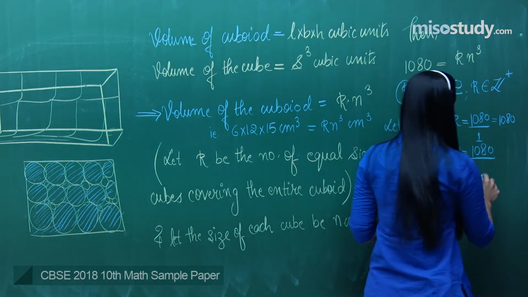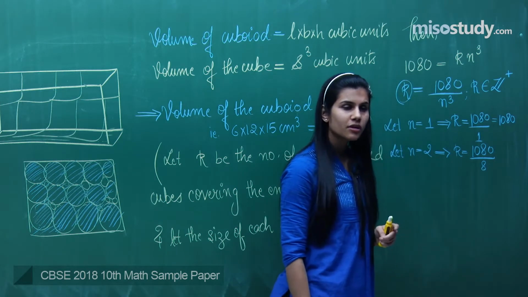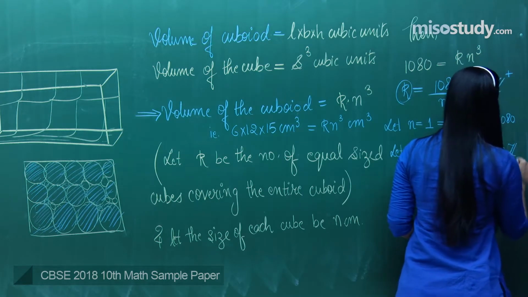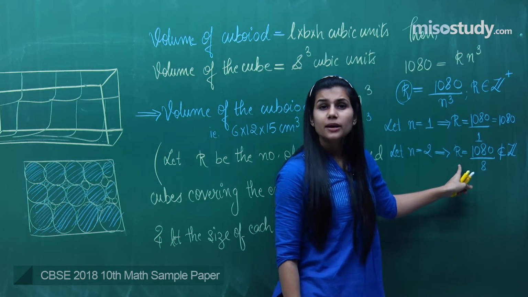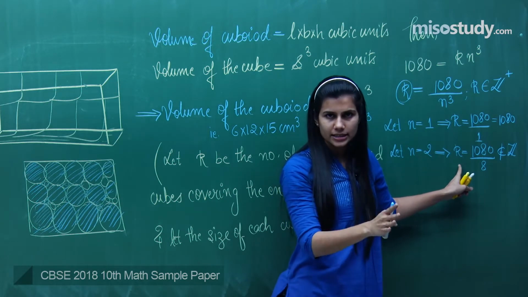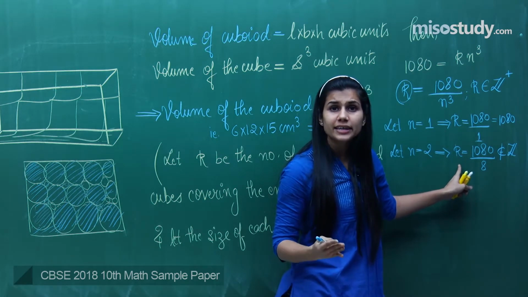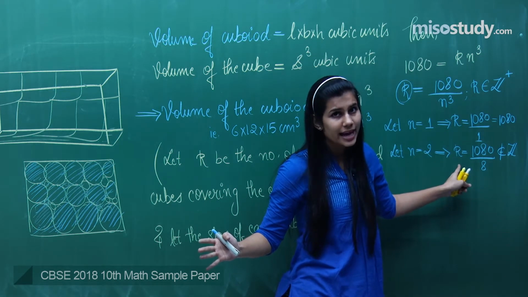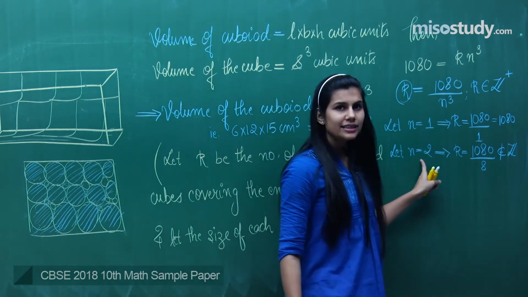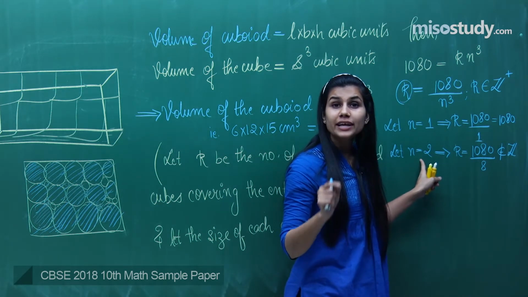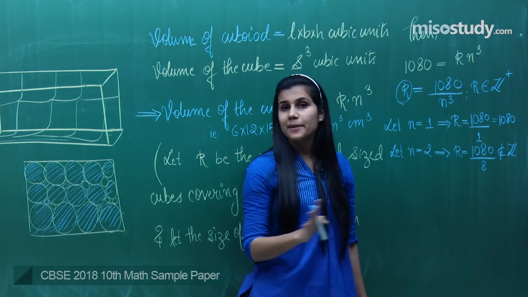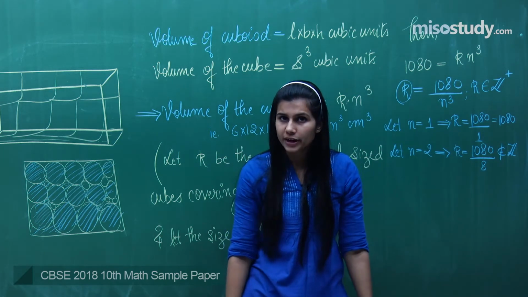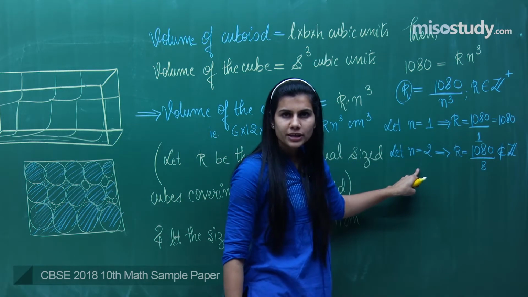1080 divided by 2 cube, and 2 cube is 8. But when you divide this by this, you get that the k which is coming out is in decimals, something point something. It doesn't come out to be a positive integer, a 1, a 2, a 3, a 4, a 5, a 6. No, it doesn't come out to be a number like that. That means I cannot take the side of the cube to be of length 2 centimeters, because if I do that, I am not getting a certain number of cubes which can be used to cover the cuboid. So I cannot take sides to be of length 2.